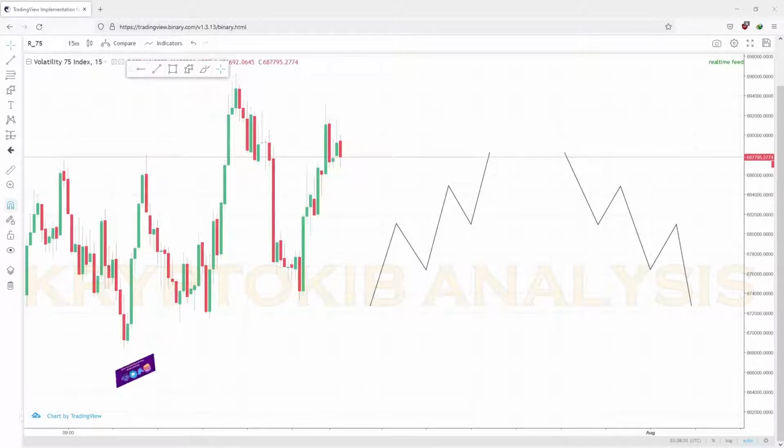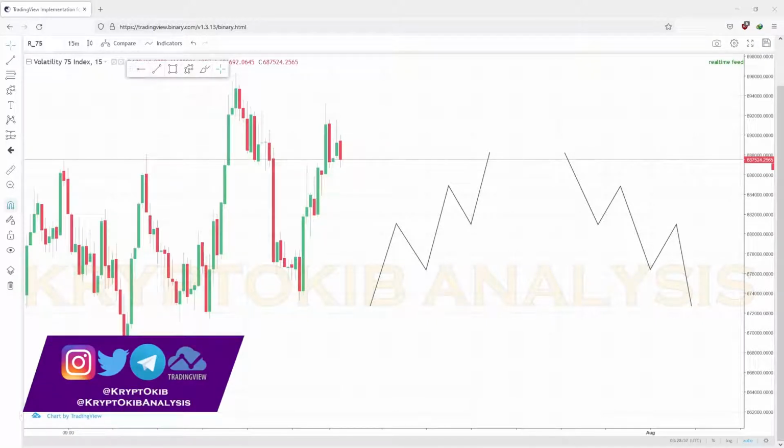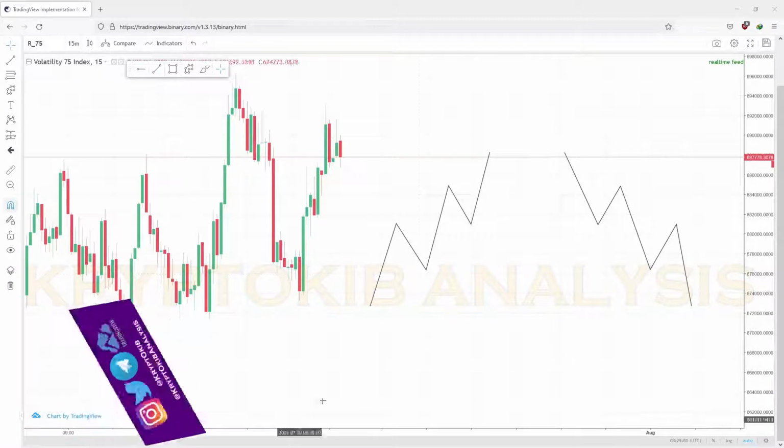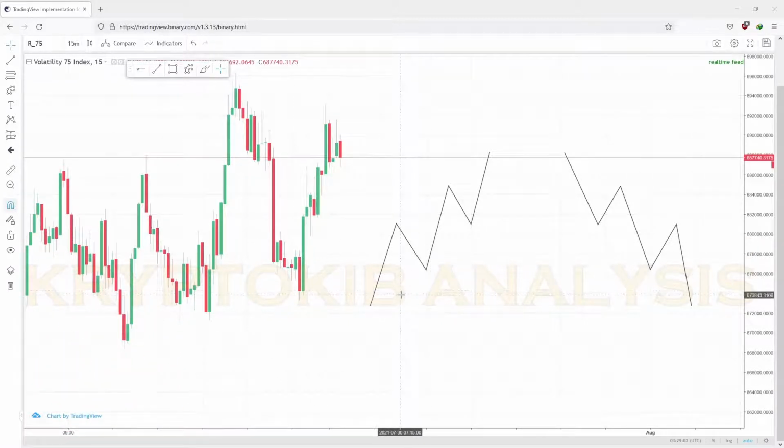Today I'll be discussing breakout structure. I have seen a lot of people getting this very wrong and not getting it accurately, thereby leading to loss of trades and loss of money eventually.